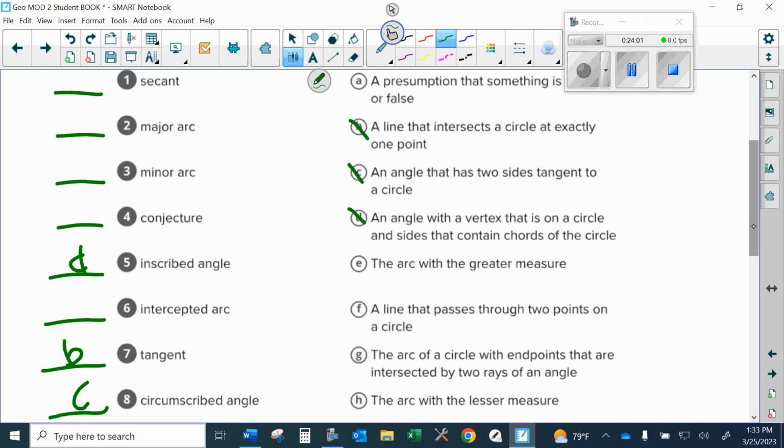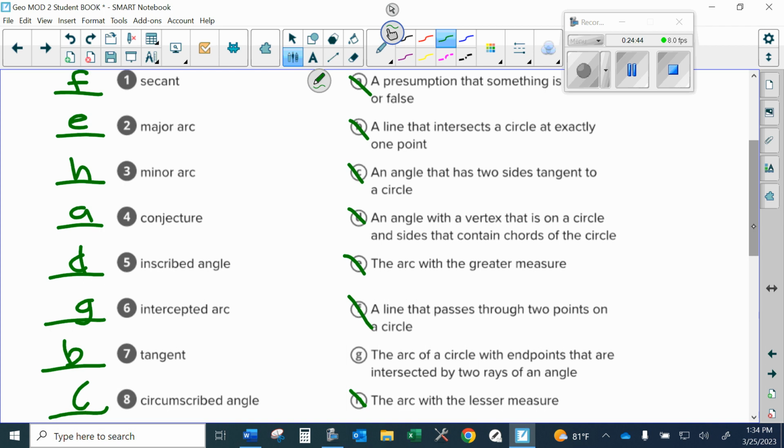The arc with a greater measure. That's the major arc. E. The arc with the lesser measure. That's the minor arc. H. A line that passes through two points of a circle. It's a secant. F. The arc of a circle with endpoints that are intersected by two rays of an angle. Okay, that's my intercepted arc, G. And therefore, A is that presumption that can be true or false, conjecture.